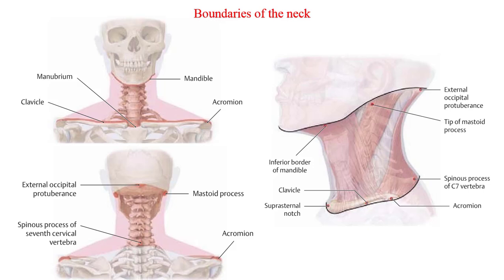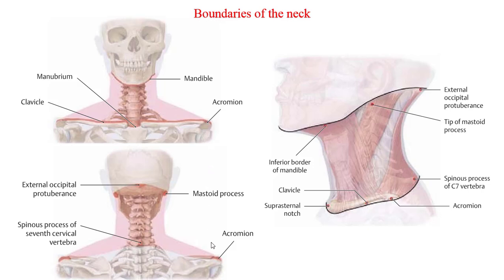The neck is more or less a cylindrical structure connecting the head to the trunk. Anteriorly, it extends from the inferior border of the mandible to the superior surface of the manubrium, and laterally along the clavicles to the point of the shoulders, or acromion.